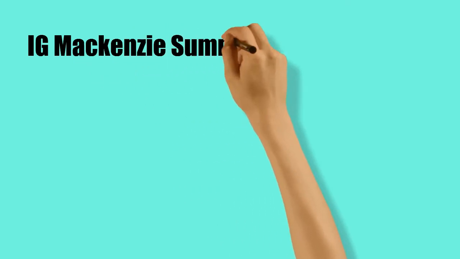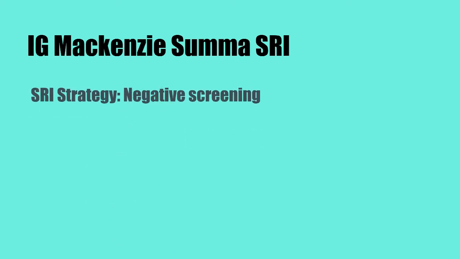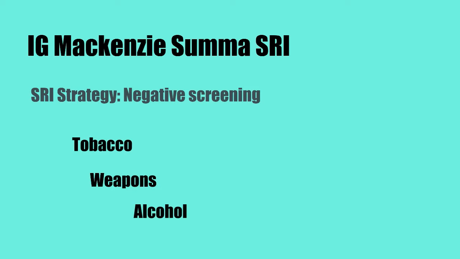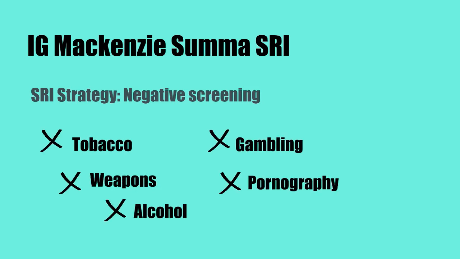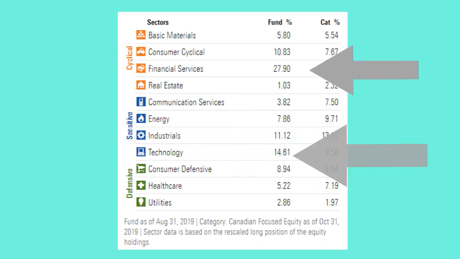Here's an example of an SRI labeled mutual fund, IG Mackenzie Summa SRI. This mutual fund uses negative screening. They exclude companies in tobacco, weapons, alcohol, gambling, and pornography industries. If we take a look at the asset allocation of this fund, you'll notice a higher weight on financial and technology sectors. This is quite typical for SRI portfolios.